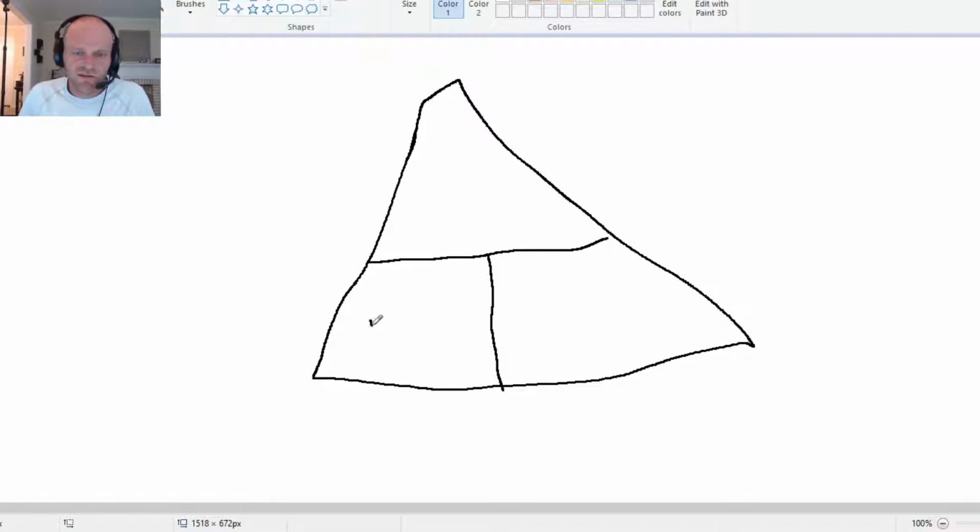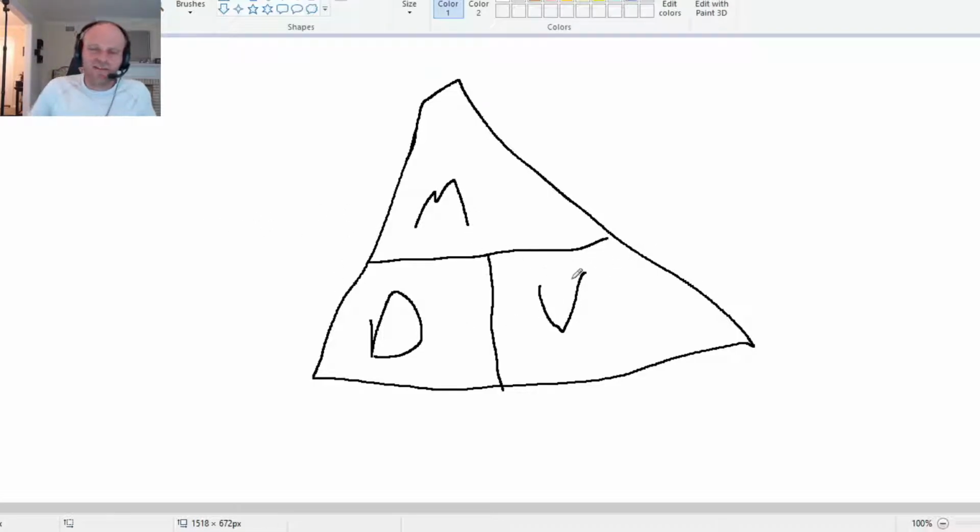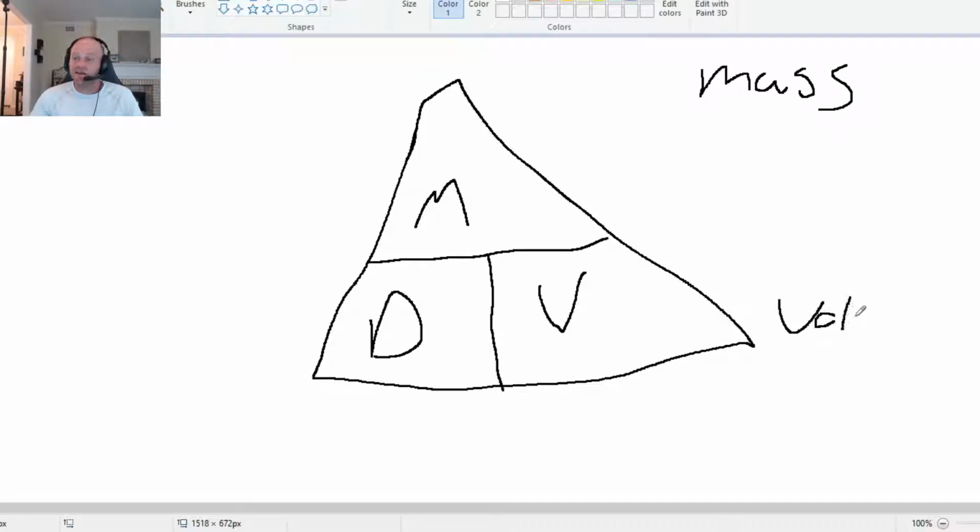Okay? So this is the DMV. Ought to be easy enough to remember. Everybody's familiar with the DMV. Probably mostly hate it, but this might give you a new light. I like the density triangle. It is an easy method to keep straight when you're going through and doing these calculations. Okay, so the M stands for mass, right? V stands for volume, and we said that density is the mass per volume, and D stands for density.